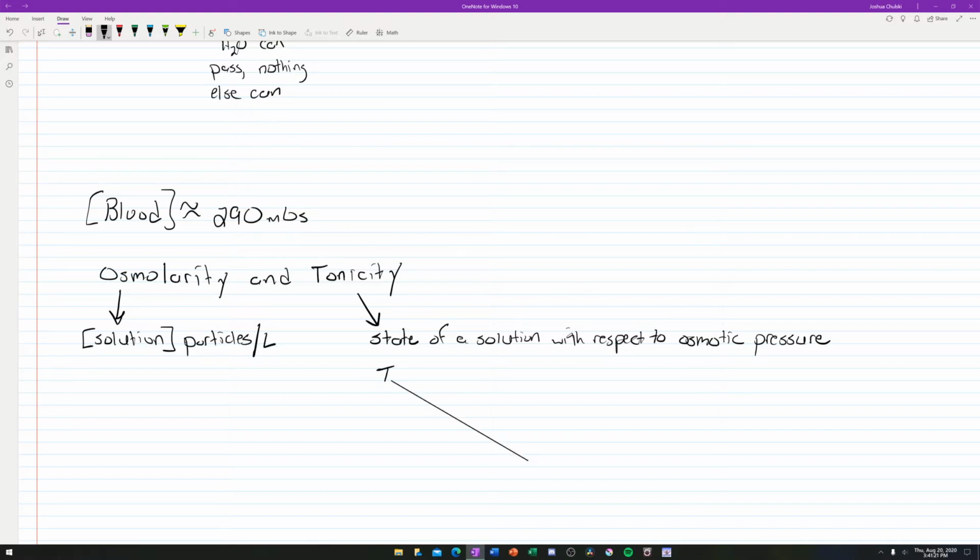We have what's called isotonic, which is the same. The solution does not cause flow. So there's no movement of water. If you've got something that's isotonic, there's no movement of water between what you're measuring.